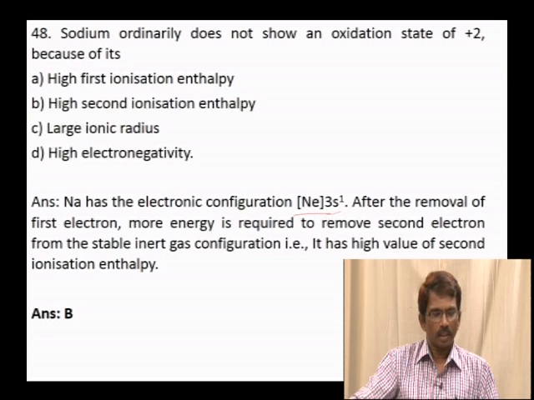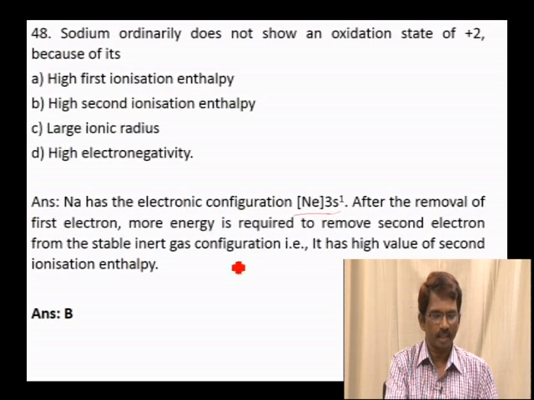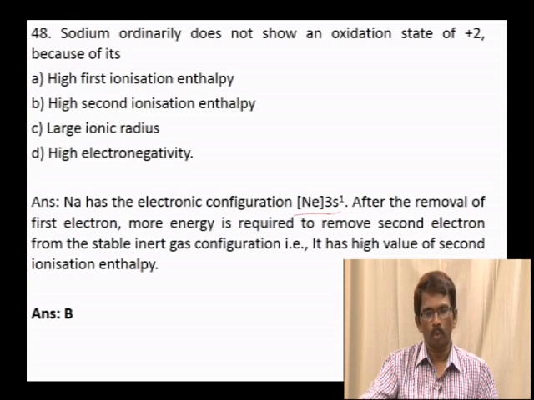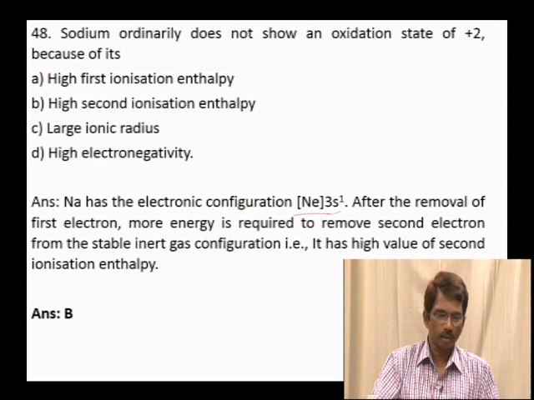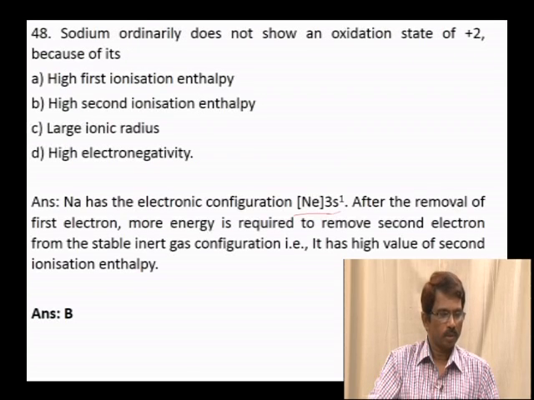So the first ionization enthalpy of sodium will be naturally low, whereas for the removal of the second electron you need much higher energy because you are removing the second electron from the stable inert gas configuration. Therefore it has a high value of second ionization enthalpy, and hence it doesn't show the +2 oxidation state because you have to use more energy to remove the second electron from the sodium atom, and hence the correct option is option B.